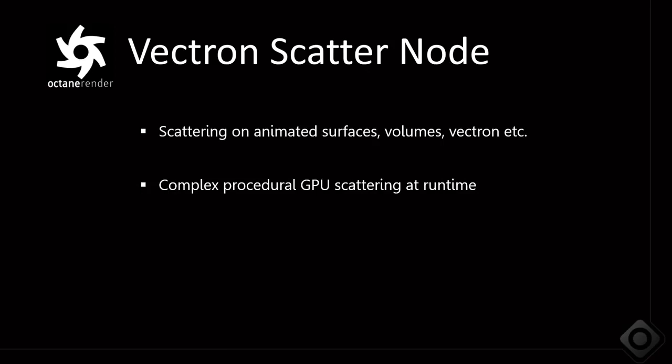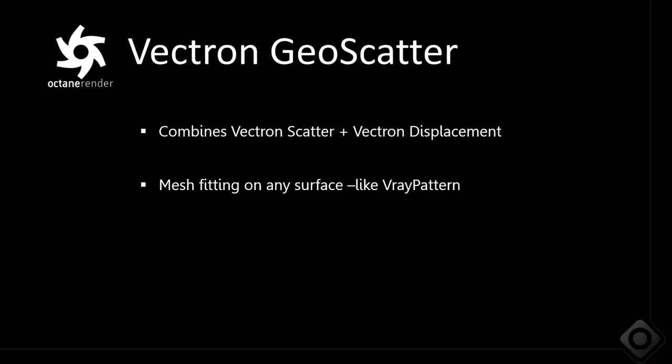But the idea is you can do very complex procedural GPU-based scattering at runtime, and that means no baking for scattering. That means the scatter can be infinitely complex. We can start to leverage GPU compute for these things, just like we've done for Vectron itself in other nodes. We're also working on geometric Vectron scattering systems. For example, if you combine Vectron scatter and Vectron displacement, you can do something very similar to V-Ray Pattern, which is basically tileable geometry along the UV coordinates of a mesh for things like weaves and other things that can be done with meshes. So it'll support that.